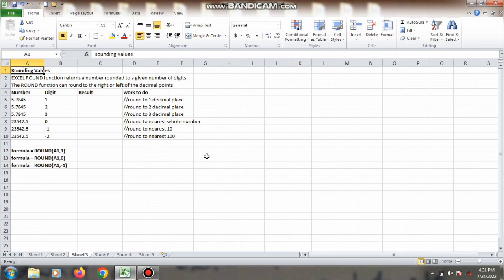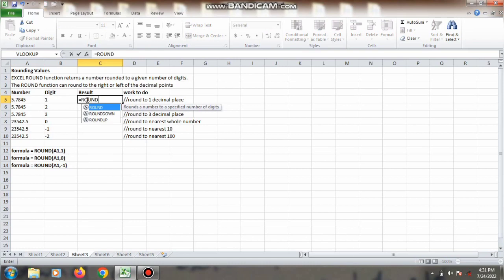The number one says round to one decimal place. Round to one decimal place. Our cell reference, we are going to be using cell A5 for that. Do we see it? A5. We have 5.7845 and the digit says 1. So what are we going to do? To round up to one decimal place is very simple. Equals ROUND. All the formulas come with their name, so you don't have to forget. It comes with their name.